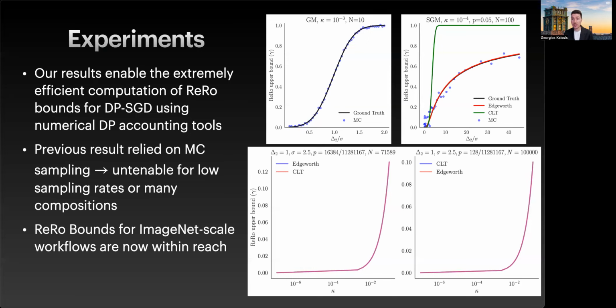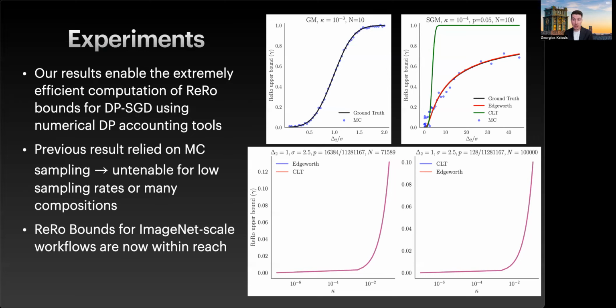And on the bottom, you can see two results from the recent paper of D et al. from Google DeepMind. These are the parameters that they used to train ImageNet, 16,000 points in a sample and 71,000 steps. And on the bottom right, we've got an even more extreme scenario where we've got only 128 points in a sample and many more steps. So this just works seamlessly and allows us to actually bound the probability of a successful data reconstruction attack.